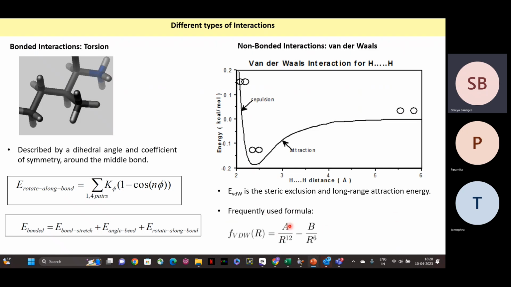So this is a van der Waals interaction between atoms, and the frequently used formula for that is basically A by r to the power 12 minus B by r to the power 6. A and B are constants, and r is the van der Waals distance between the two atoms. So as you can see, the repulsive energy increases much more sharply than the attractive energy.